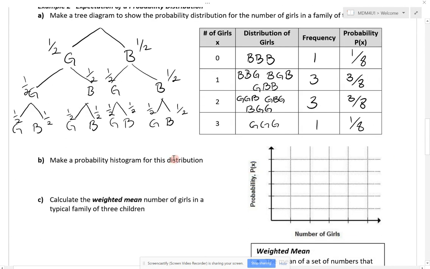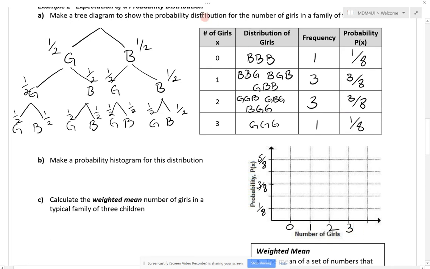So let's make a probability histogram for this distribution. For my probability axis, I'm going to use eighths just to make life simple. So here we have 1/8, and up here I'll have 3/8, and my last tick mark here will be 5/8, counting by 1/8 as we go up. I only need to go up to 3/8, so I don't need to go any higher than that. All right, so let's do the number of girls. You can have 0, 1, 2, or 3 girls.